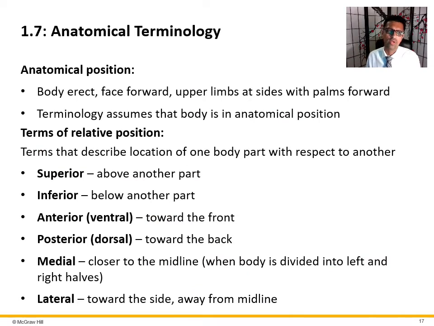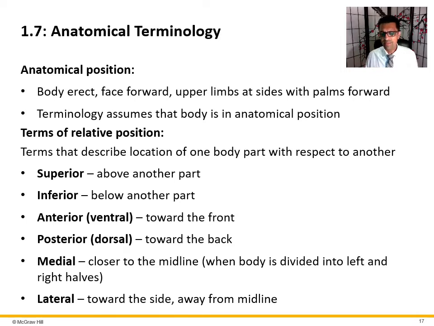Now, one thing that you do want to know is what's the anatomical position. So whenever we refer to somebody, we're always thinking the anatomical position. So that definition, you definitely want to know this, is the body is erect, you face forward, the upper limbs are at the side, so palms are facing forward. Terminology assumes that body is anatomical position. So if I'm describing somebody, I always assume that they're in the anatomical position. Not that they're on their side, not that they're on their stomach. I always assume the anatomical position so that we have a common reference point for everybody.